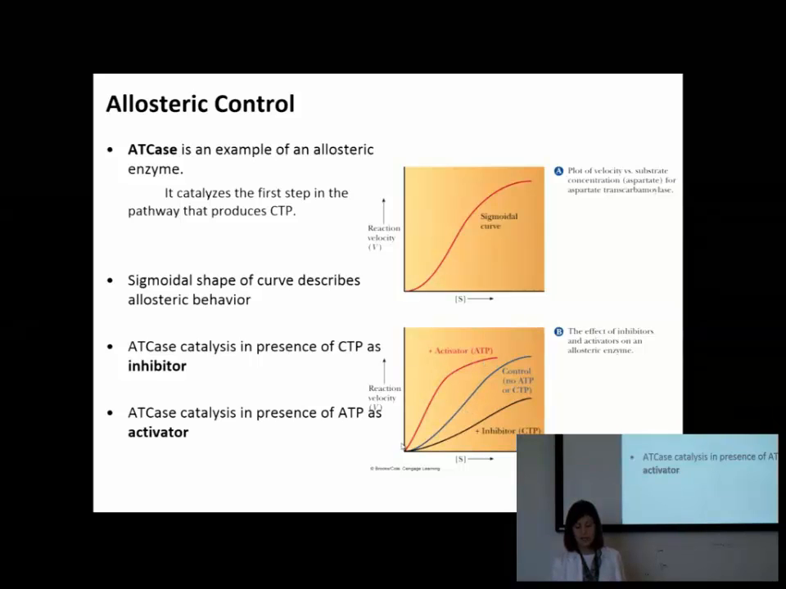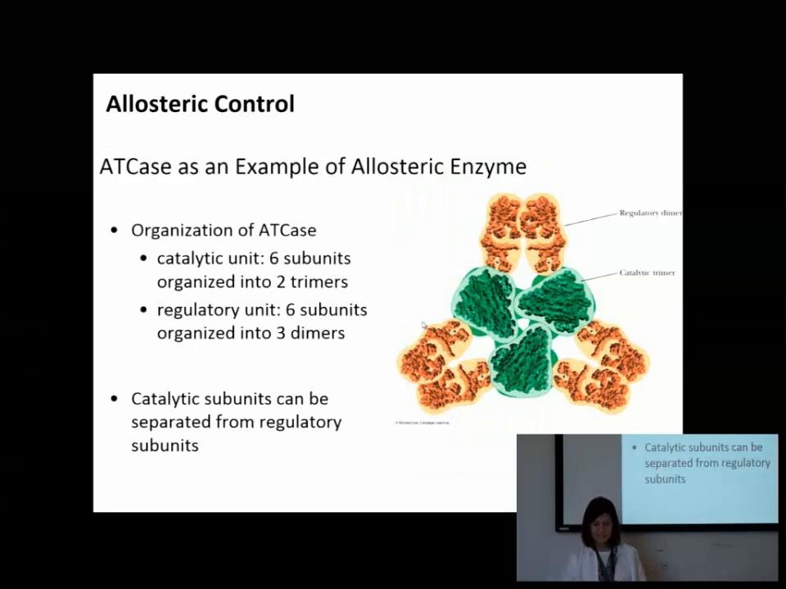ATCase is sort of a weird enzyme. Of course, it's not colored like this. But we have the trimers. There's 6 here. There's 3 on the top and 3 on the bottom. Those do the catalysis. And then we have the regulatory dimers on the outside. We can actually use detergents to get rid of these regulatory units, and the shape of the binding curve goes from sigmoidal to hyperbolic. There's no more hard binding if we remove these regulatory dimers. I think that's pretty neat.